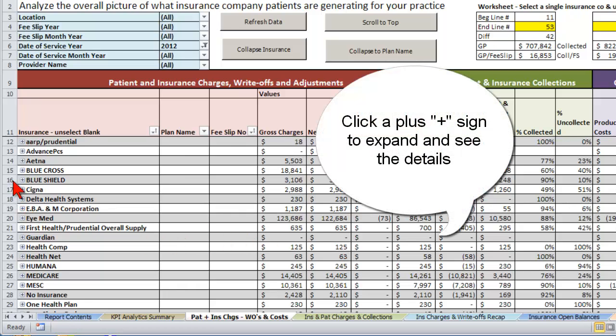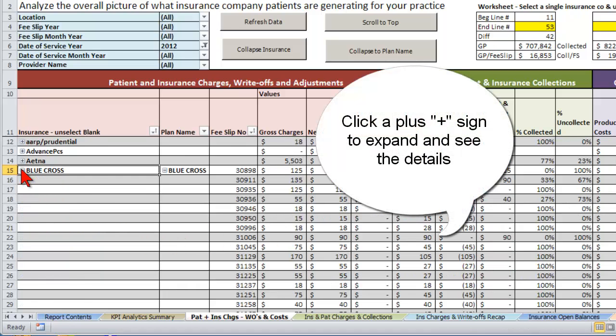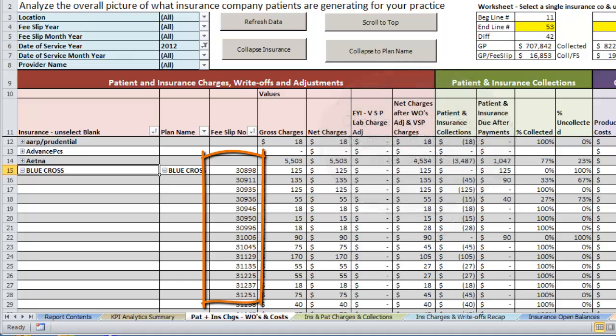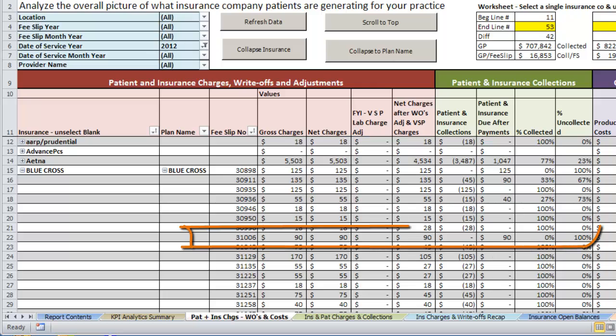Click the plus sign to see the fee slips that make up the charges so they can be researched. See fee slip number 31006 had 0 collected.